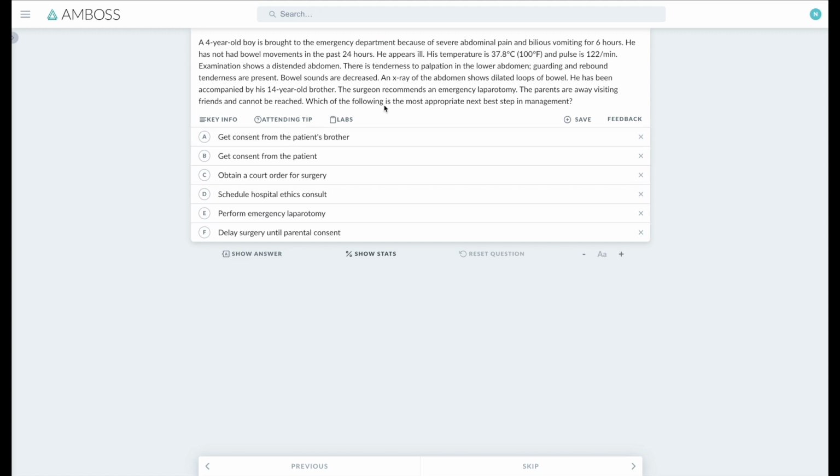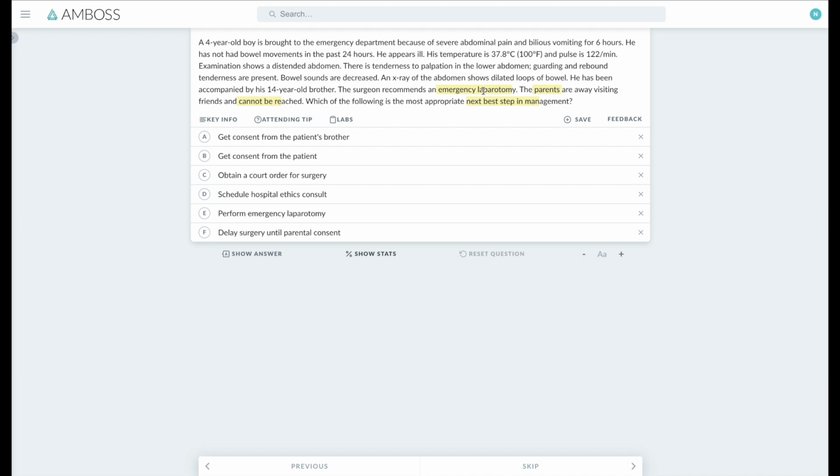Okay, I'm gonna move on to the next question. Use the same approach. Which of the following is the best next step in management? This is essentially the stem or leading sentence with any Step 2 CK question. So I'm gonna move on one sentence before. The parents are away visiting friends and cannot be reached. So now I know parents can't be reached. The surgeon recommends an emergency laparotomy. In my head, I'm thinking this might be an ethics question and I can't reach the parents.